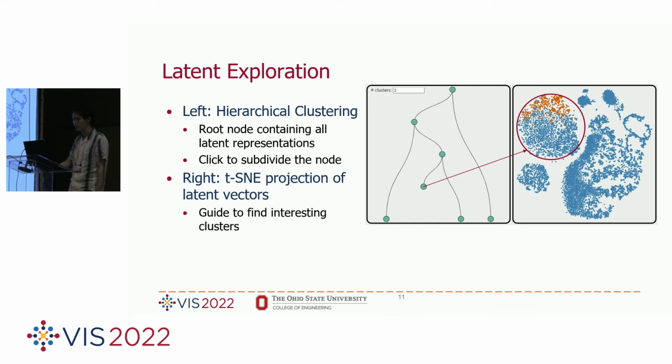The left panel is for hierarchical clustering. A tree structure is shown in the panel with a root representing all latent vectors. The users can click on the nodes to subdivide them into 2 or more clusters. The right figure shows a t-SNE projection of the latent vectors into 2D, and users can identify visual clusters inside this panel and use that to guide the decision of subdivision. So in this example, we already find a node that corresponds to a visual cluster in the t-SNE projection.